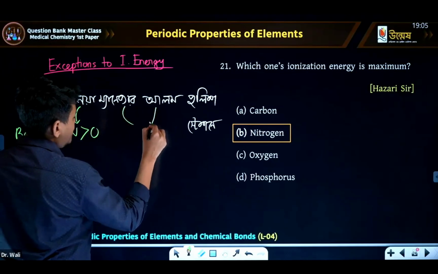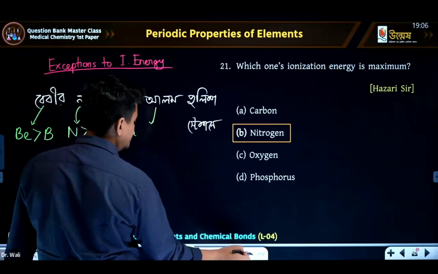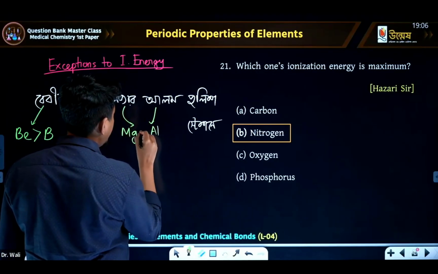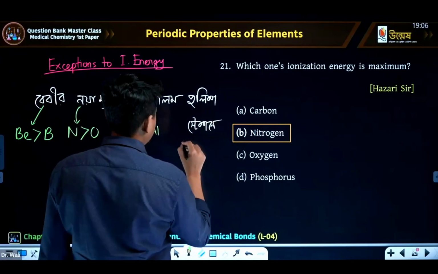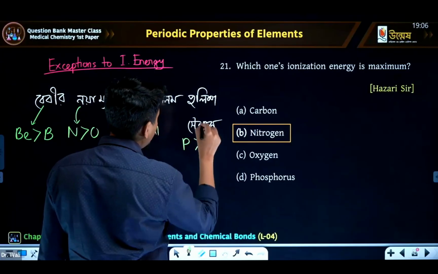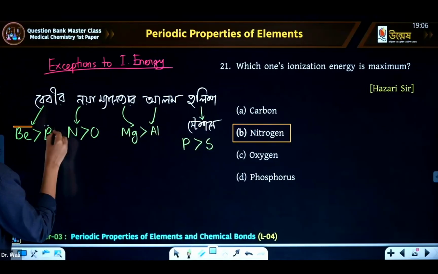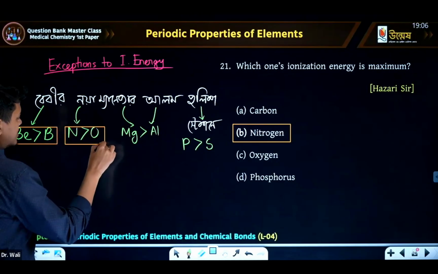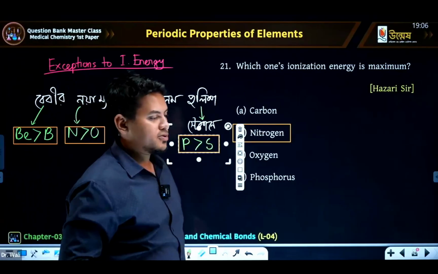Again, with manager alum, I meant magnesium and aluminium. Magnesium shows higher ionization energy than aluminium. And lastly, with police station, I meant phosphorus shows higher ionization energy than sulfur. We should try to remember these 4 pairs at least for the MCQ admission test. If we can remember these 4 along with their values, then it will be outstanding.